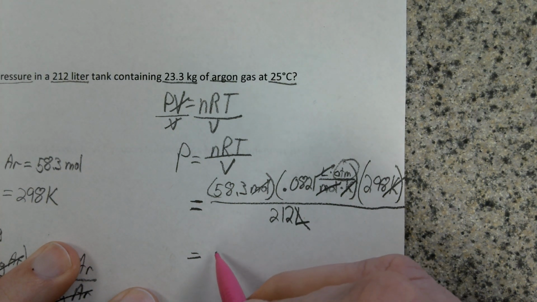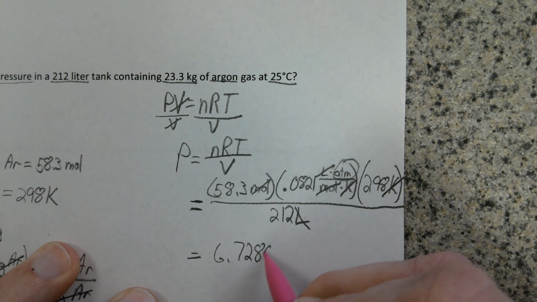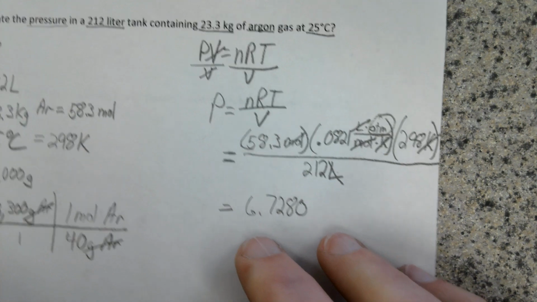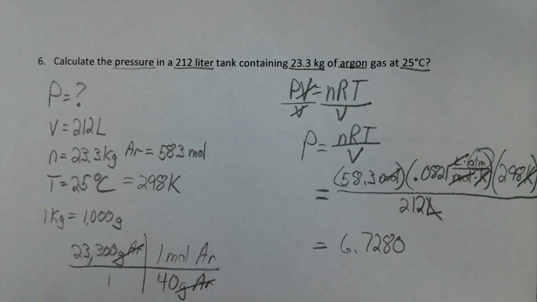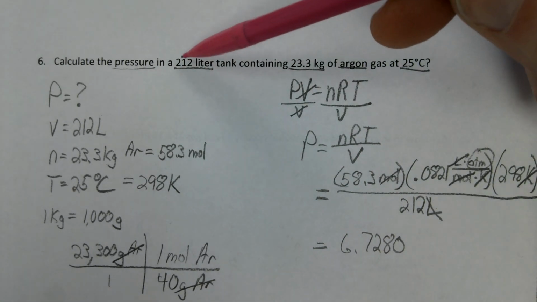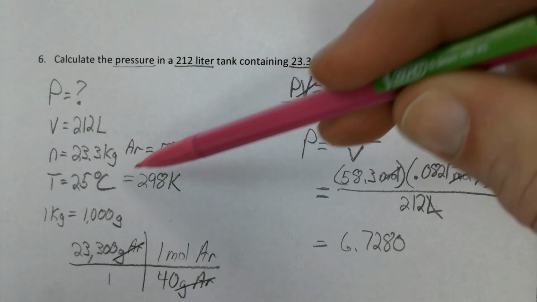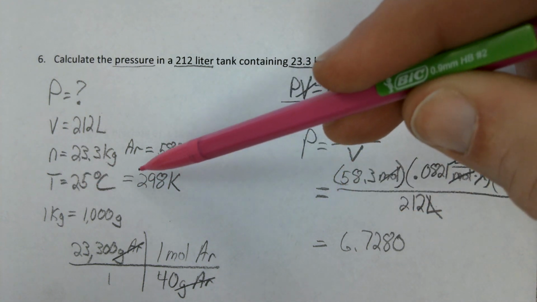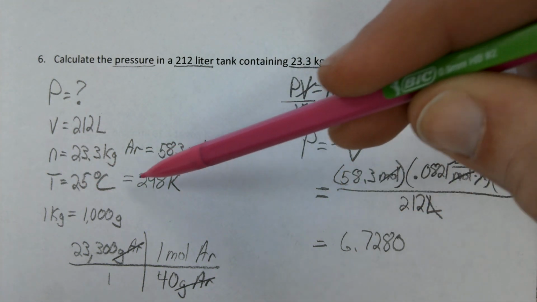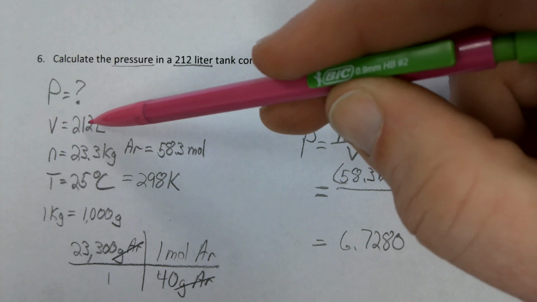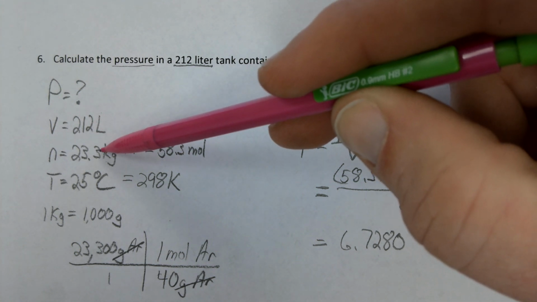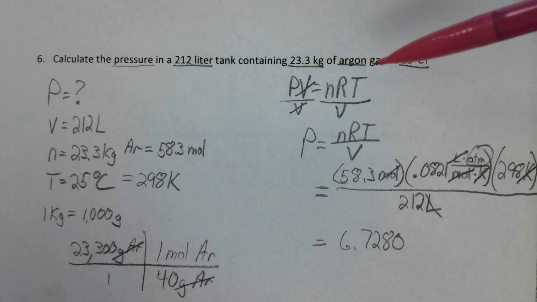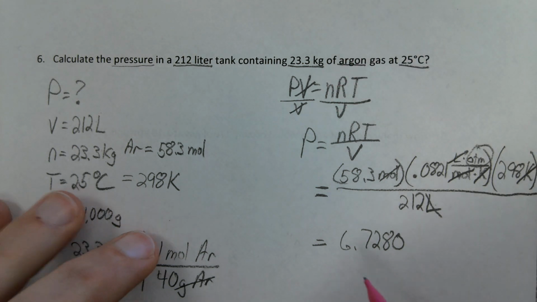Calculate that out. I get 6.7280, and there's some other numbers. I just cut it off there. So we need to look at our givens in the problem to figure out our significant digits. And you always look at what's given in the problem, not these that you calculated out. Because here, 25 has 2 significant digits, but 298 has 3. And so you can't just change it. You have to go with what's given. So we were given 212, that has 3. 23.3 has 3, and then 25 has 2.